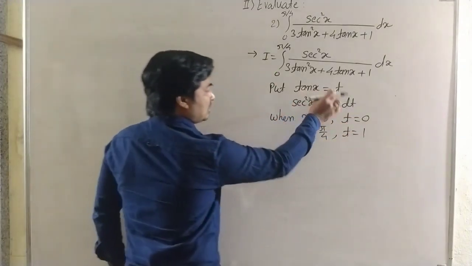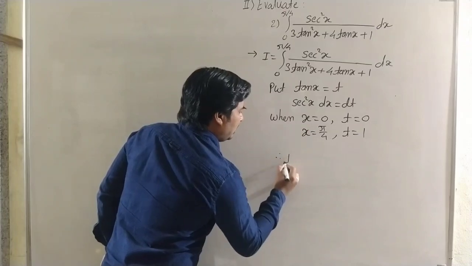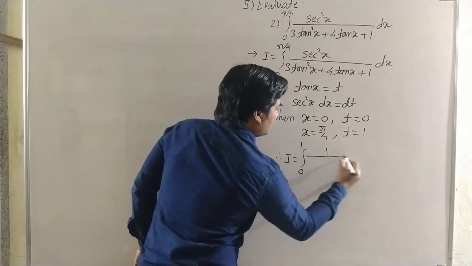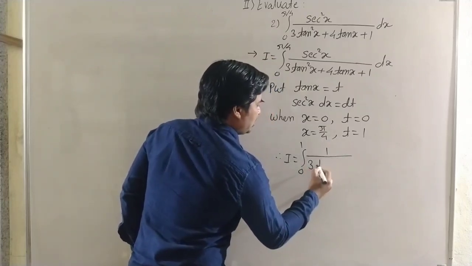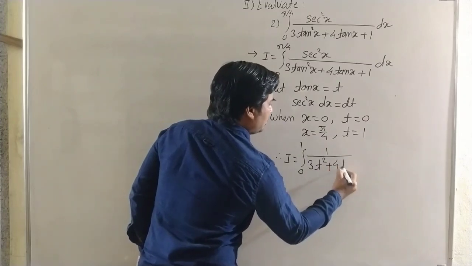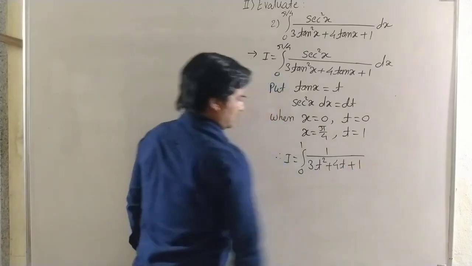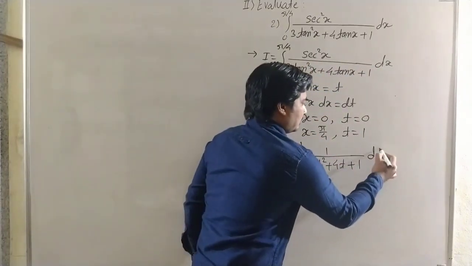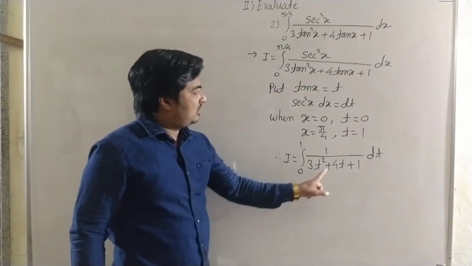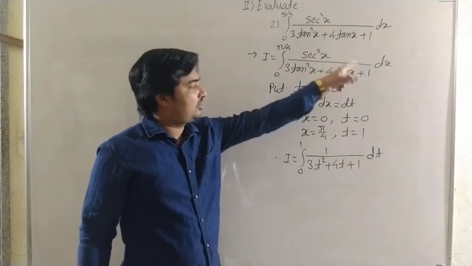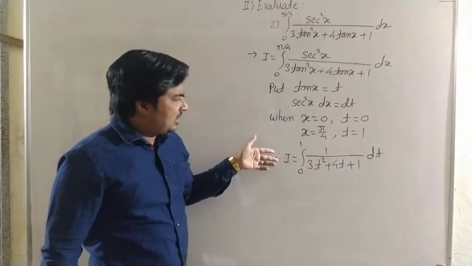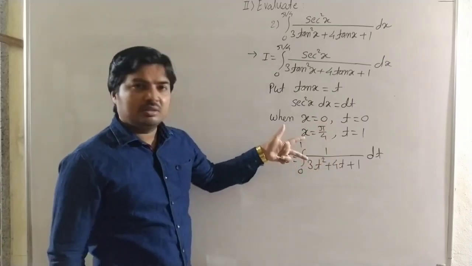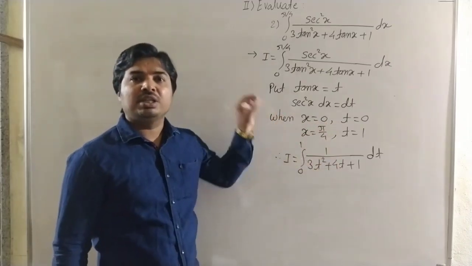for using this substitution, and therefore integral is equal to 0 to 1 of 1 upon 3t square plus 4t plus 1 dt, since 3 tan square x plus 4 tan x plus 1, and sec square x dx is equal to dt. Now it is an integral of the type 1 upon quadratic function. We solve this type of integral by using the completing square method.